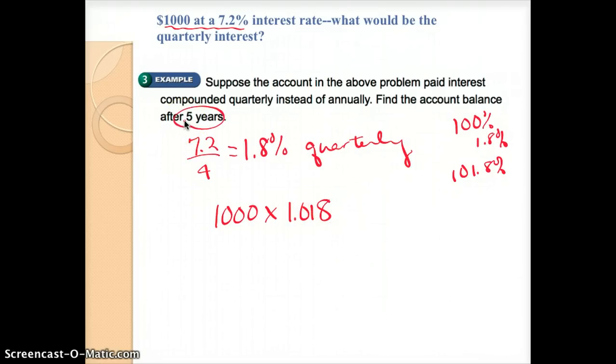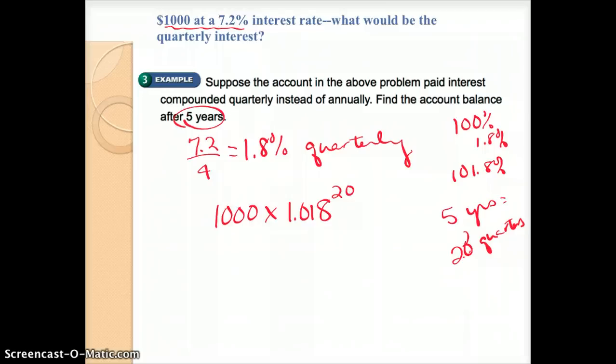But this time, when it's after 5 years, I have to say, how many quarters is that? So remember, there's 4 quarters in a year, so that's after 20 quarters. So this time, instead of taking it to the 5th power, I'm going to be multiplying by 1.018 20 times. Okay, so we're going to see if that makes much of a difference for us.